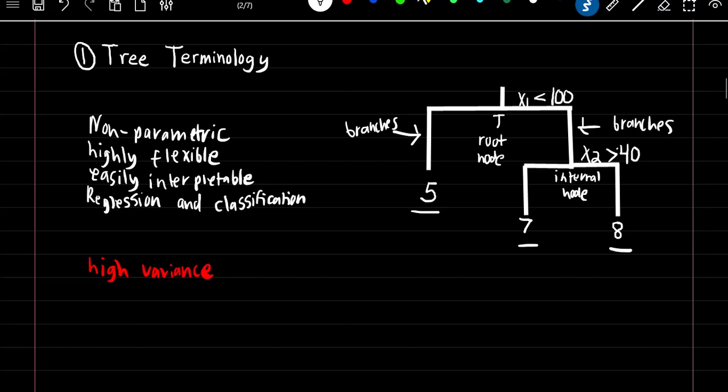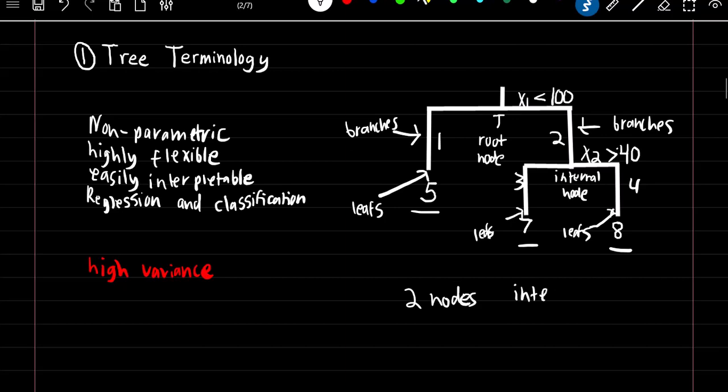Now at the very bottom of a regression tree, we're going to have our leaves. So in this regression tree, we're going to have three leaves. We're going to have 1, 2, 3, 4 branches, and we're going to have two nodes: the internal node, plus our root node.